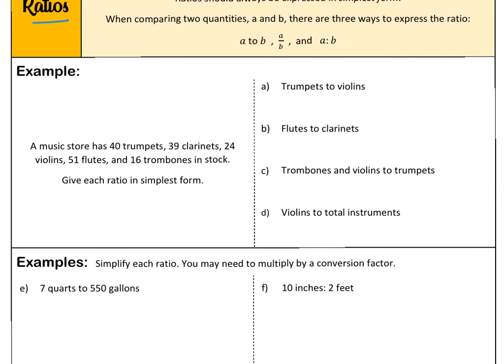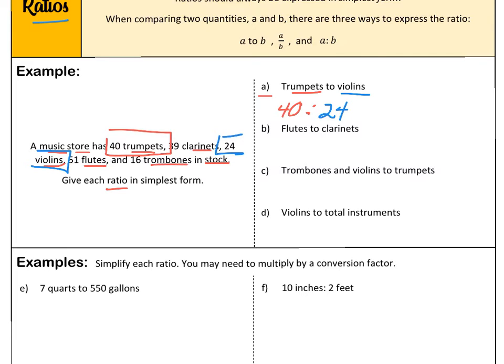For this first example, they give me a list of instruments at this music store. So we got trumpets, clarinets, violins, flutes, trombones in stock. And I want each ratio in simplest form. So for A, I'm comparing trumpets to violins. So if I go back to my list, for trumpets, I have 40. So it's going to be 40 to violins, which is 24.